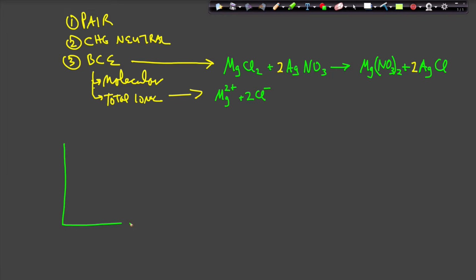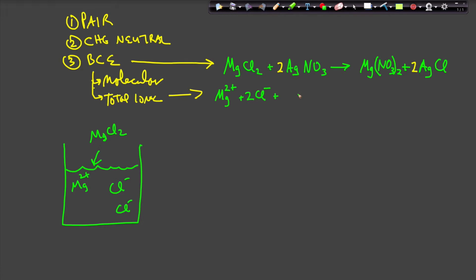If you have a container with water in it, and you take some magnesium chloride, let's say this is a solid material, and you spoon some out and put it in water, you're going to find that it breaks apart into magnesium 2+ and 2 chloride ions. And this is what we're trying to depict here, going from the molecular to the ionic.